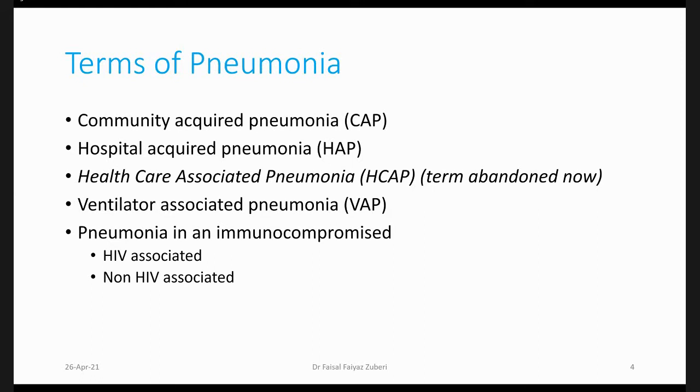VAP is ventilator associated pneumonia. And then we have pneumonia in an immunocompromised individual. This immunocompromised status can be HIV associated and can be non-HIV associated. Okay. Now these are the definitions.